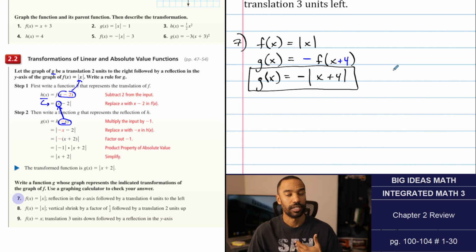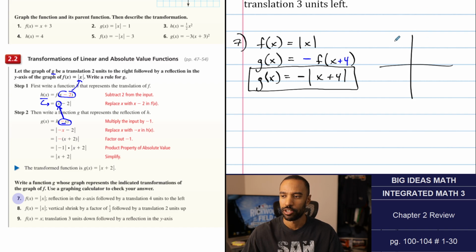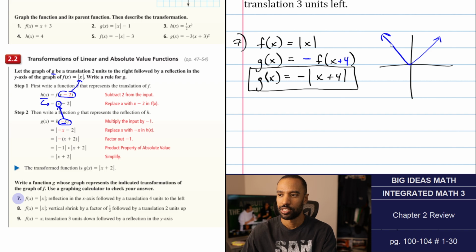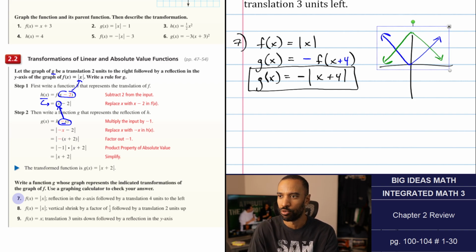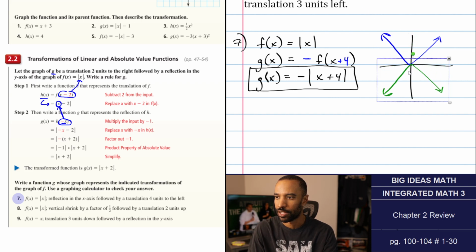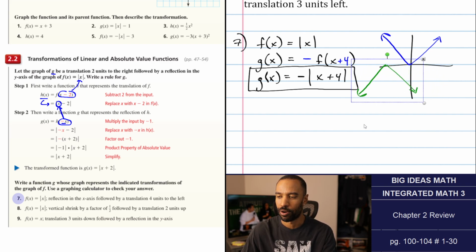Now, my confirmation with the graphing calculator, or look at me, I'm the graphing calculator now, is the original function was right here in blue. F of x equals absolute value of x. Let's take this thing. I'm going to kind of copy paste it, make it a different color. I'm going to take this thing. We're going to flip it over. Okay, pretend like we reflection in the x-axis. Boom, like this. Hold on, it's not moving. Can you move for me, please? There we go. Reflection in the x-axis, followed by a translation 4 units to the left. 1, 2, 3, 4. And it looks like that.